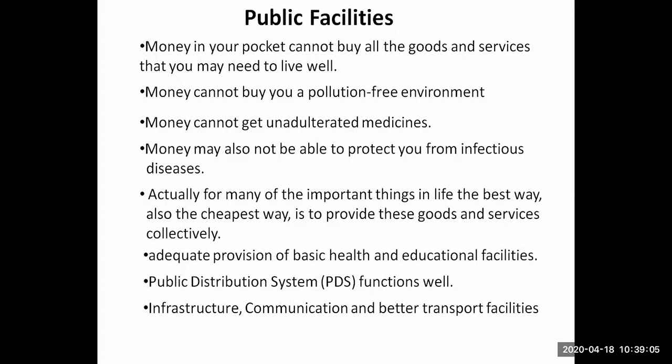Just see the next point. Money cannot get unadulterated medicines. Some medicines we get are duplicate. Sometimes we come to know that the medicine was actually not having the components written on it, and as it was given to the patient, still the patient's life couldn't be saved. Why? Because it was adulterated medicine. So I am paying enough money, I'm having money, still I cannot get unadulterated medicine.